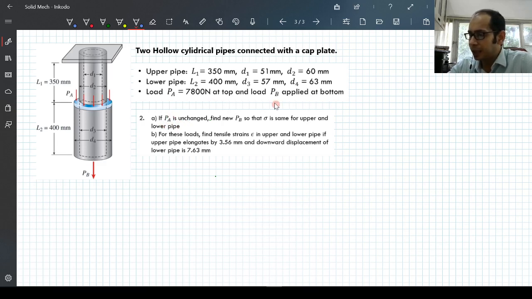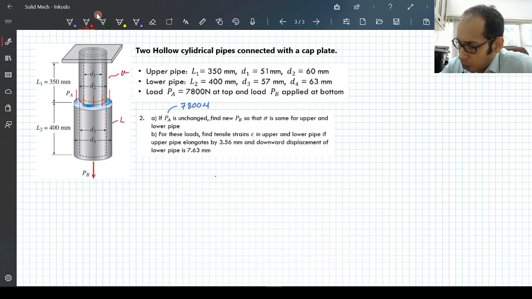In the second part it asks that if PA is unchanged, so PA is still 7,800 Newton, find the new PB such that the sigma is the same for the upper and the lower pipe, right? So it says both in the upper pipe and the lower pipe. Let me mark this again. This is my upper pipe and this is my lower pipe. The sigma in the upper pipe is equal to the sigma in the lower pipe.